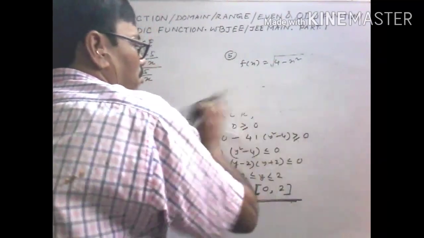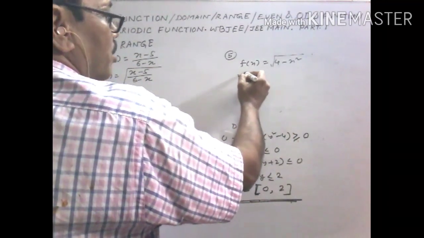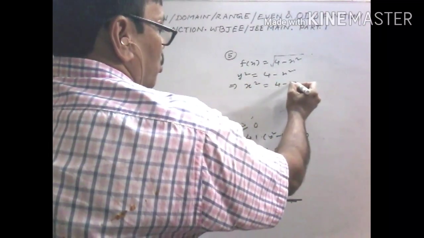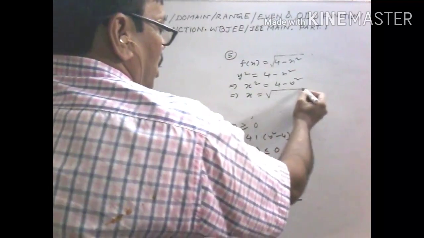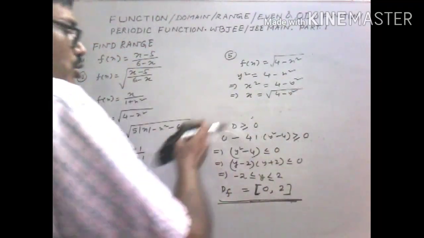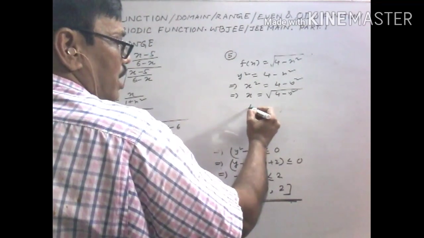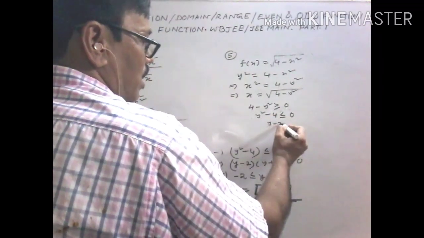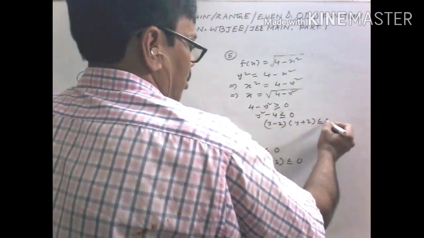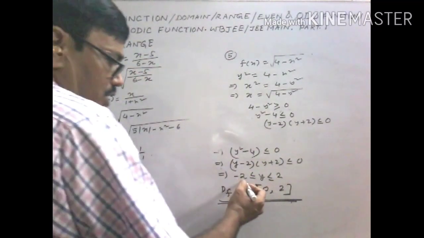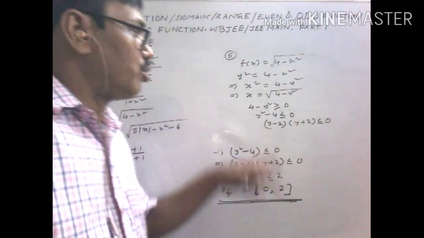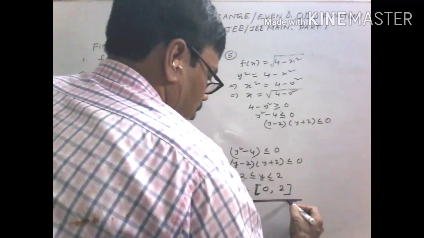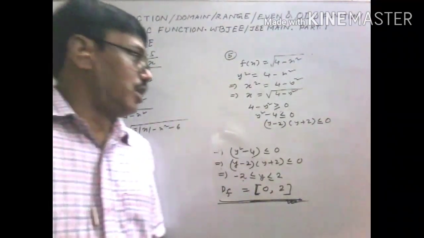Now look, we can also solve it by considering y square equals 4 minus x square. So what is x square? x square is 4 minus y square. So x equals root over 4 minus y square. Since x is real, 4 minus y square is greater than or equal to 0. So y minus 2, y plus 2 is less than or equal to 0. We get the same inequation, minus 2 to 2. So what is our rule? Since y is given within the root sign, only the positive values are taken. So you get the range as 0 to 2.